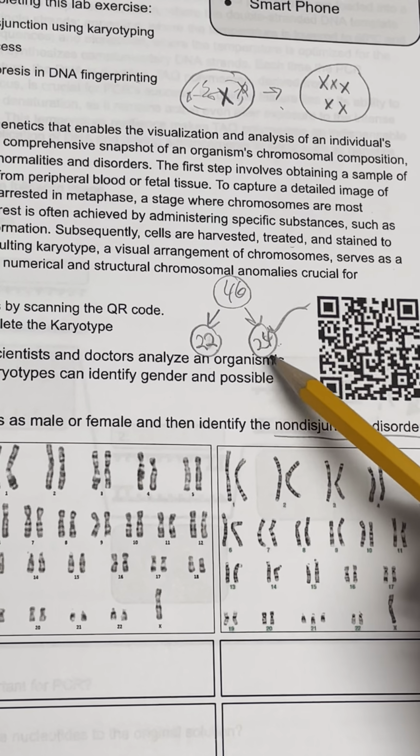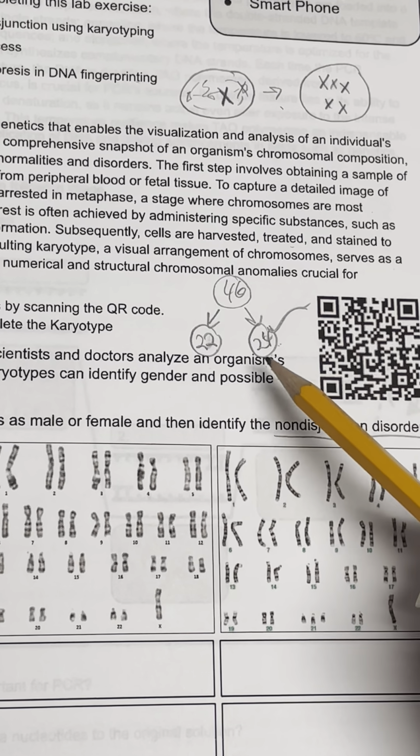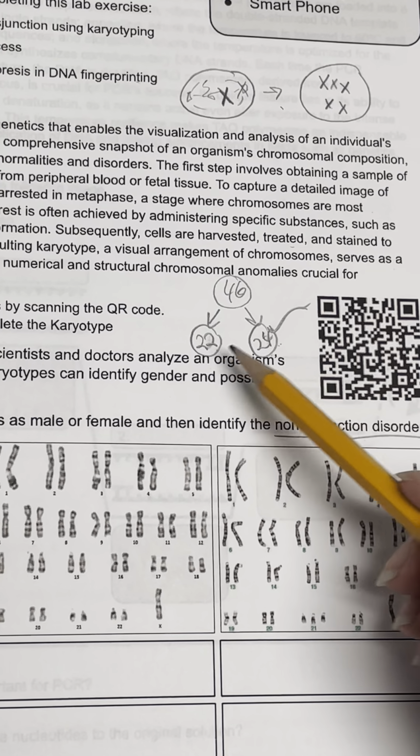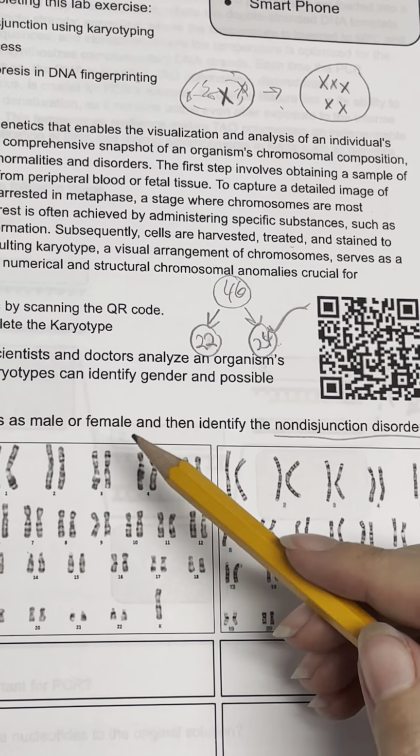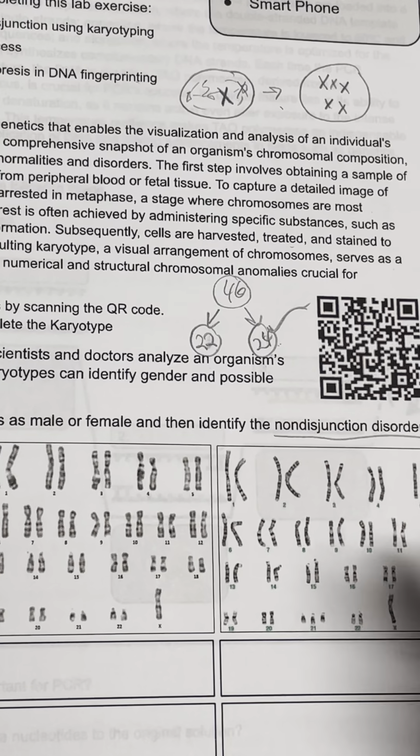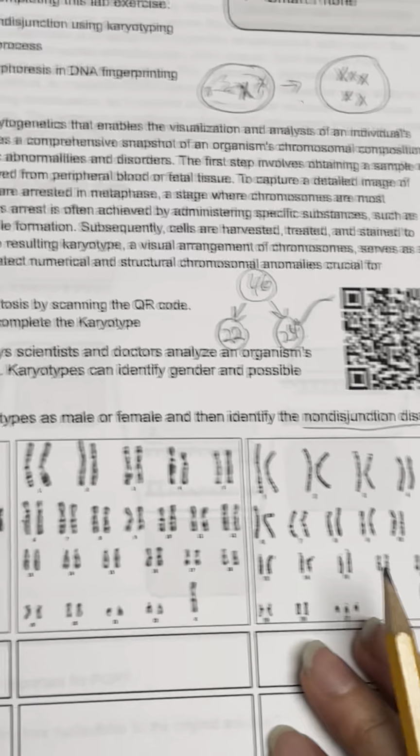And this can cause lots of problems. For the most part, when this happens, we don't even notice because it causes the zygote to die instantaneously. But sometimes non-disjunction can live into adulthood. And let's look at some different examples of that.